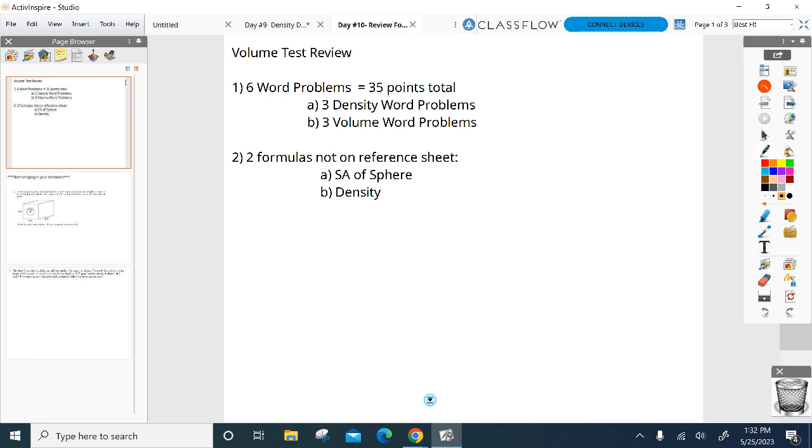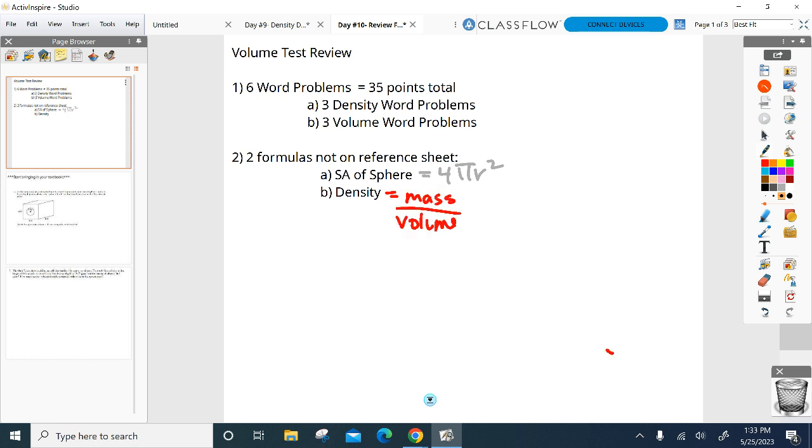2 formulas I won't give you, and you're responsible for: surface area of a sphere. Wait a second. You just said it was 3 volume and 3 density. Why do we need to know surface area? Well, what if one of the volume problems involves surface area of a sphere, then doing something with its volume? I'm telling you, don't chance it. You're not going to need that formula tomorrow. 4 pi r squared, and then density we know is mass over volume.